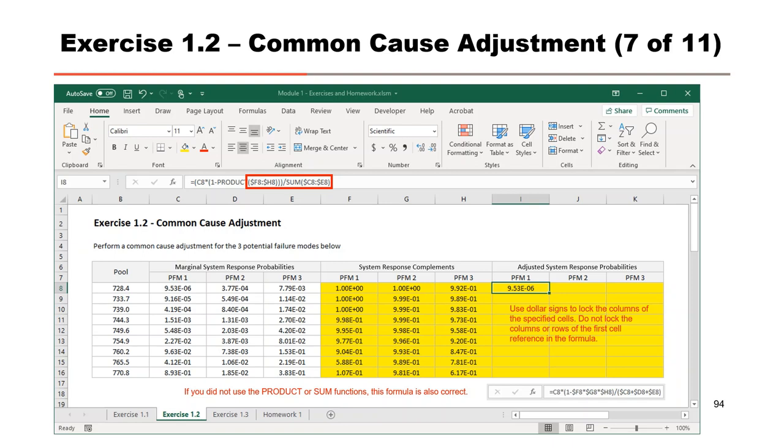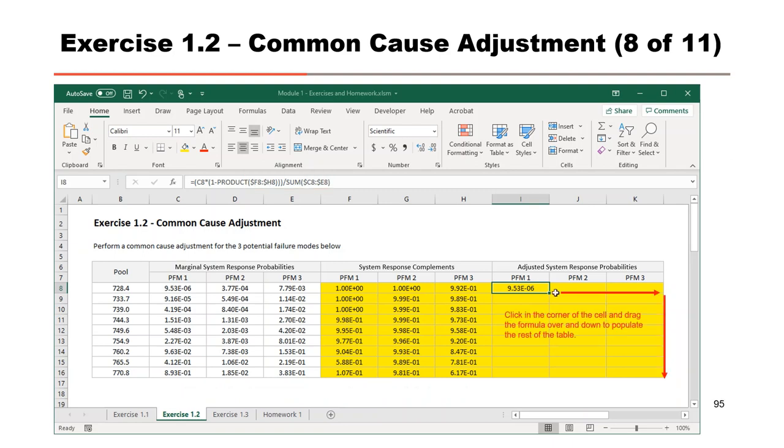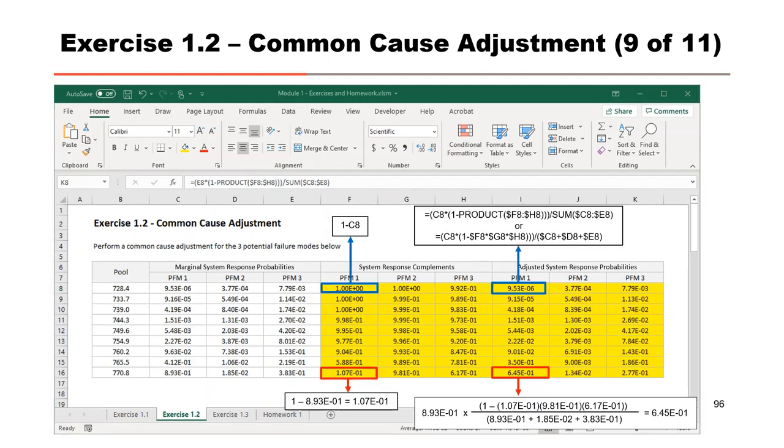Again, if you did not use the product or sum functions, you're still good, and the formula with the dollar signs in the appropriate place will be what you see in the bottom right. Now, with that complete, we can click the square in the corner of the cell, drag the formula over, then down to finish out the rest of the table. Here's the solution for the exercise.